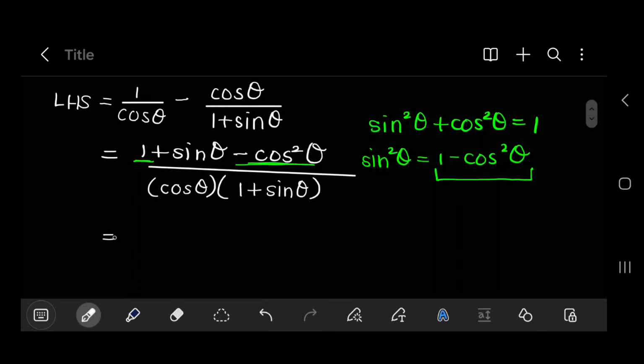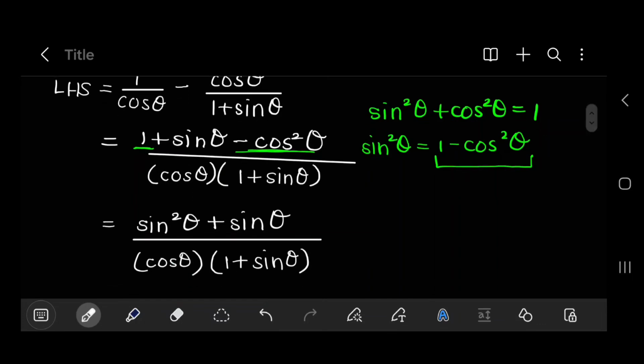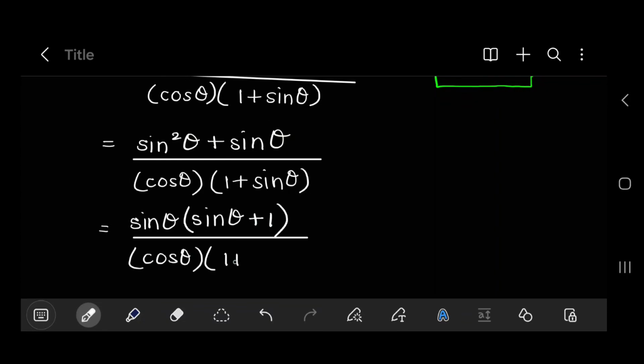So in our numerator, we are going to replace those two terms with sine squared theta. Next to that, don't forget you have this plus sine theta, and we can just keep our denominator as is for now. Now in your numerator, what you notice is that both terms contain sine theta. Let's pull out sine theta as a common factor. So in the first term, you'll be left with sine theta, and in the second term, plus 1. Let's write the denominator as is.